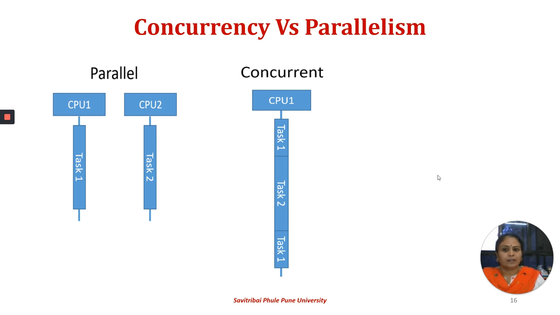In the case of parallel systems, you have two CPUs and the tasks are executed independently on two different CPUs. And in concurrent systems, you have task 1, task 2, and task 3 executed in an interleaved fashion by a single CPU or a single processor.